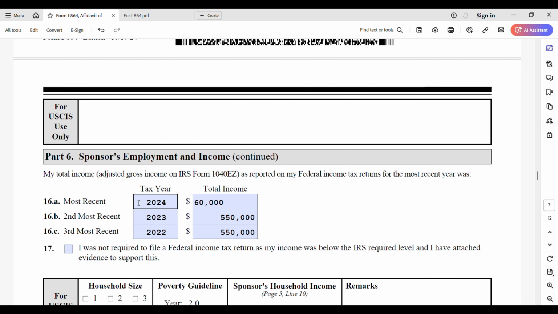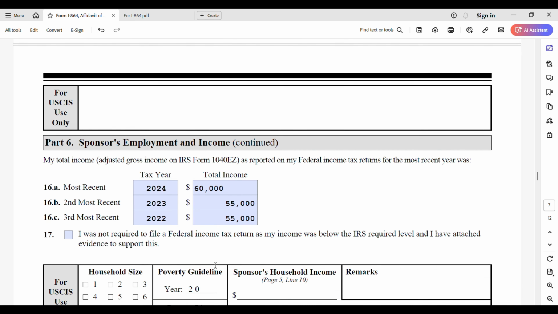Most recent is 2024, it is 60,000. 16B is the second most recent year, which is going to be 2023, it is 55,000 right here. It's 55,000. I'm sorry, I am not that high. That's a huge number. It's 55,000. 16C, third most recent year, is 2022, it is 55,000.